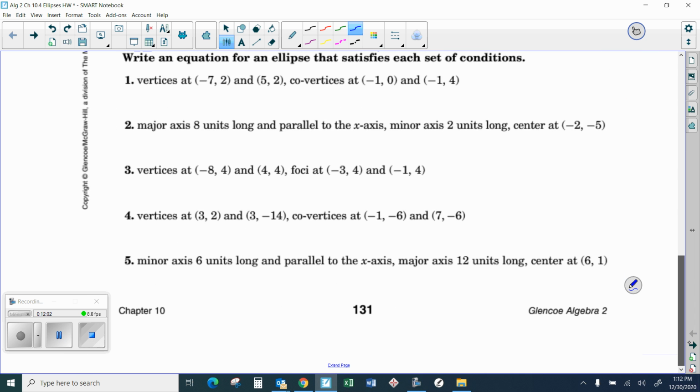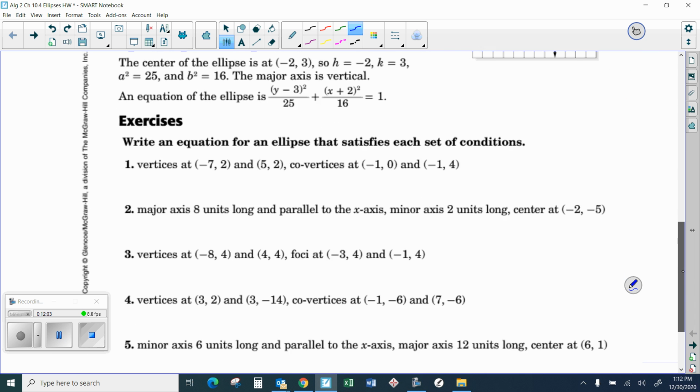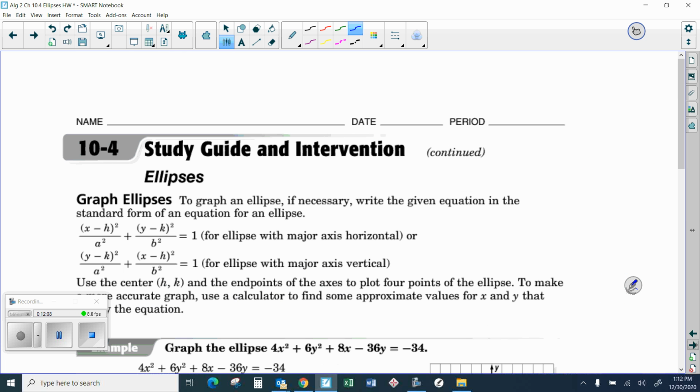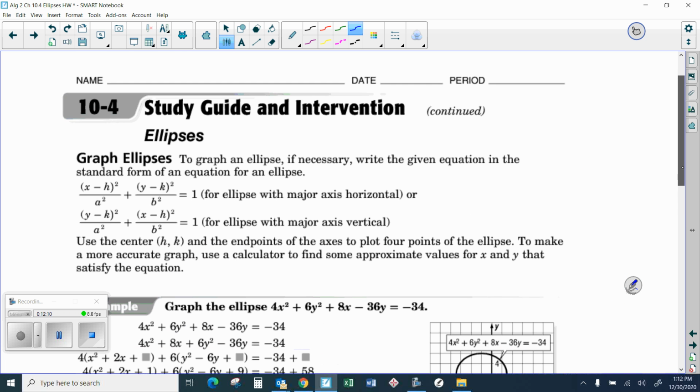Yeah, there's only 5, so I'm not going to do another one. All right, let's go to the back side. Graph ellipses now.